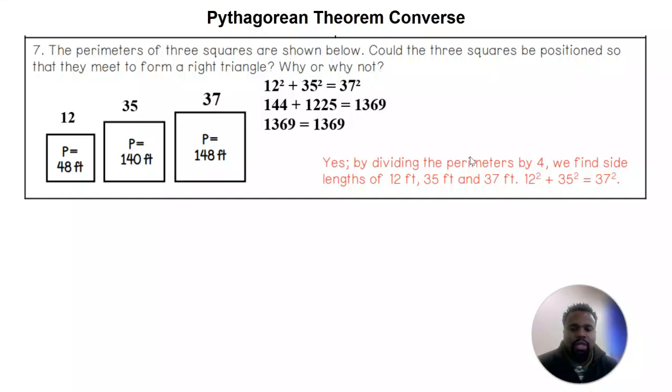All right, so therefore, with the Pythagorean theorem and converse, we're just using the Pythagorean theorem to see if we have a right triangle. If a squared plus b squared equals c squared, we have a right triangle. But if a squared plus b squared does not equal c squared, then we don't have a right triangle. So I hope this helps with our understanding of the Pythagorean theorem converse.